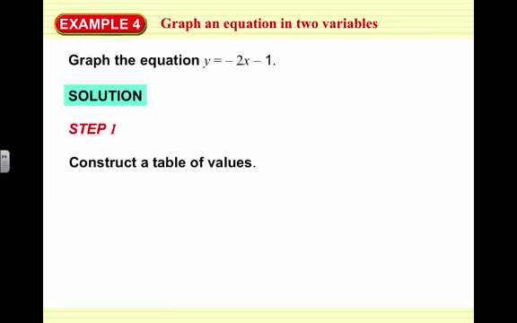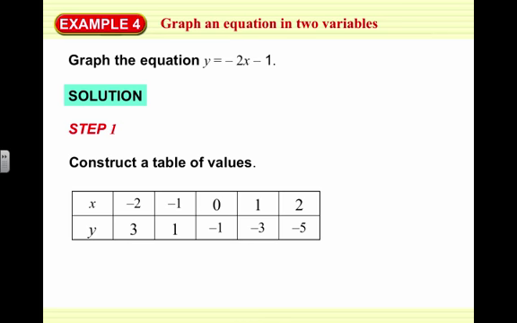We're going to construct a table of values. Now it can be horizontal like this one, or it can be vertical like the ones you saw earlier. It doesn't matter. But you just pick out x values. Now I suggest doing a couple of negative, do 0, and do a couple of positive. Now how do we get the y values? The y values are generated by the equation. So I plug in negative 2 for x, and so negative 2 times negative 2 is 4, minus 1 gives me 3. If I do negative 1, negative 2 times negative 1 is 2, minus 1 is 1. I plug in 0, negative 2 times 0 is 0, minus 1 is negative 1, and so on.